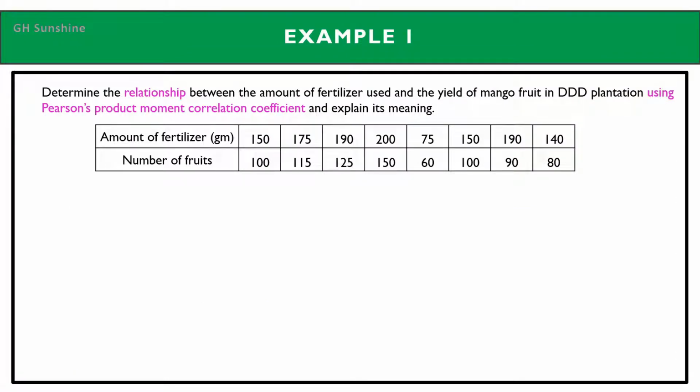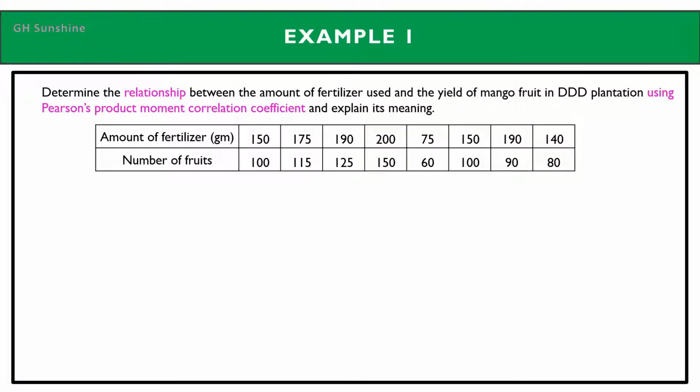Determine the relationship between the amount of fertilizer used and the yield of mango fruit in GGG plantation using Pearson's product moment correlation coefficient and explain its meaning. So from this data, you need to identify which one is the independent variable and which one is the dependent variable.